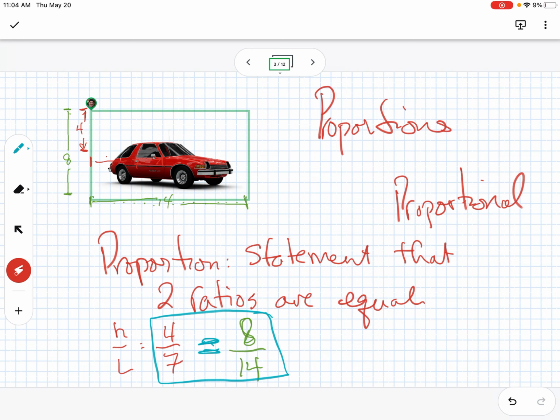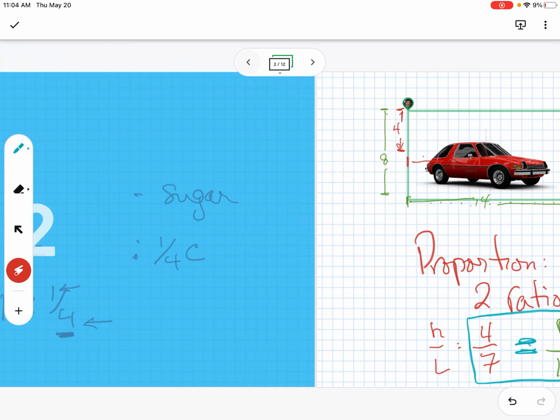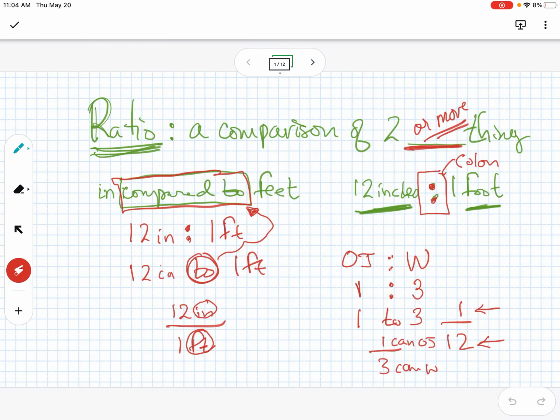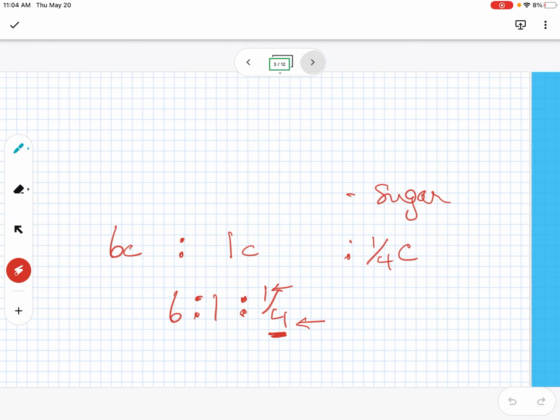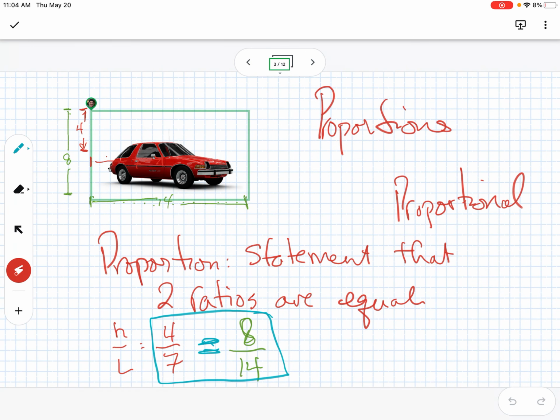And proportions are super useful tools for solving problems. And we're going to talk about that tool a little bit in the next video. So there's an introduction to ratios and proportions. Ratios are a comparison of two or more things, and proportions, I like to say, are built out of ratios. Proportions are statements that two ratios are equal. And you notice here I've got ratios comparing two things, and those two ratios are equal.